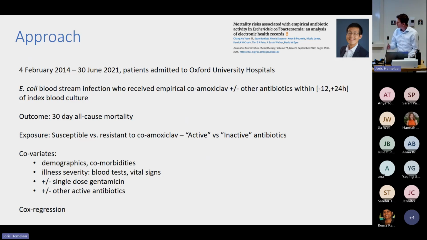What we were considering was if people had active antibiotics, by which we meant the co-amoxiclav component, the bacteria that was grown was susceptible to that in the lab, versus if they had inactive co-amoxiclav, that isolate was resistant in the lab. And we adjusted for a whole series of covariates that we thought might be important in terms of predicting patient outcomes. In the first analysis that Chang did, he applied a Cox regression model. I'll come back to some different approaches later.